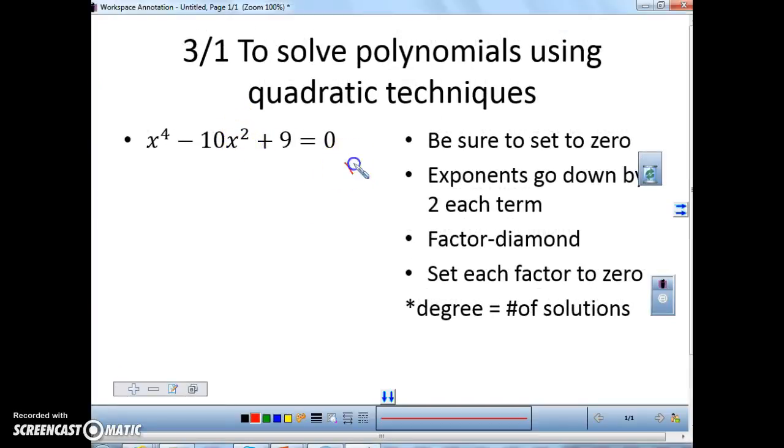So we want to think about what would multiply to 9 and add to be negative 10, though. 9 and a 1, and they both would have to be negative. Negative 9 multiplied by negative 1 is positive 9. Negative 9 plus a negative 1 is negative 10. So these are going to be our factors.